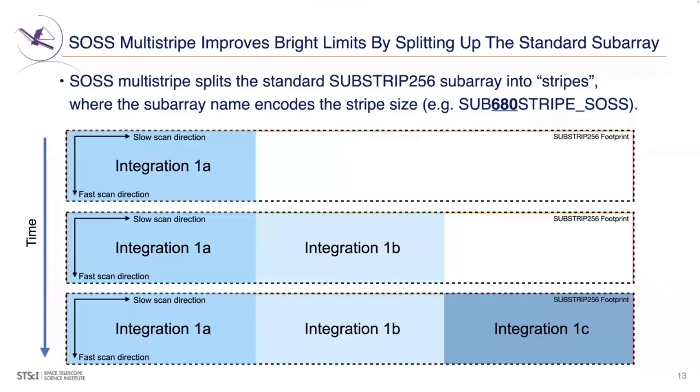That's the concept of the entire SOS multistripe: you just change your stripe size and you're reading out a portion of the detector at any given time. That's really where the advantage in bright limit comes from, right? If you're reading out less of the detector at any given time, you can read it more quickly. And if you can read it more quickly, that means you can observe brighter targets.